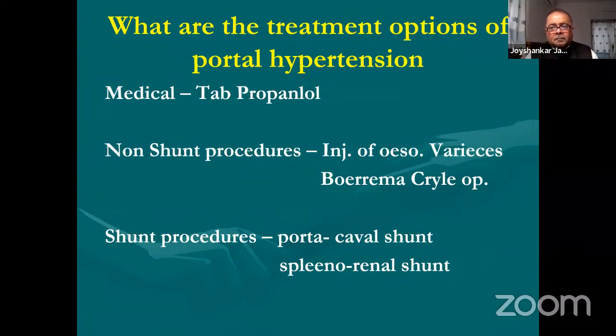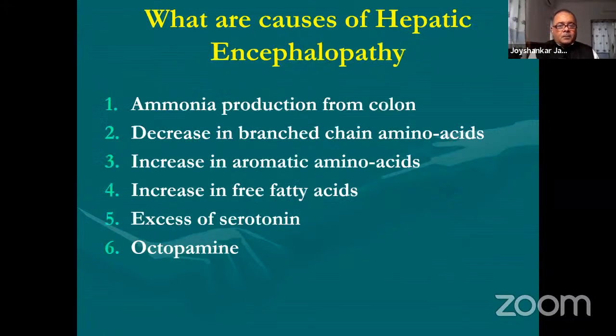Then what are the causes of hepatic encephalopathy? So ammonia is produced in the colon. There's a decrease in the branched chain amino acids and increase in the aromatic amino acids. There's an increase in free fatty acids. There's increased secretion of serotonin and octopamine, and all this will cause hepatic encephalopathy. So just 4 or 5 lines. Whenever they ask what are the causes, you need not start with the pathogenesis and how it starts.